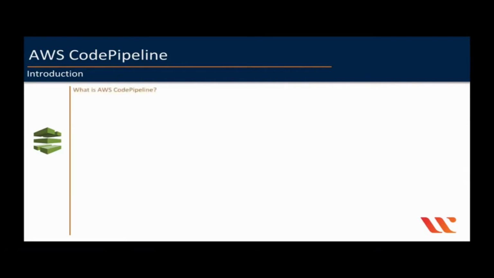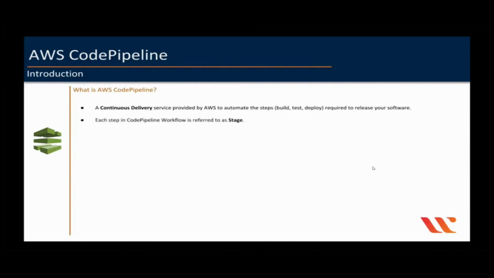AWS CodePipeline is a continuous delivery service provided by AWS to automate the steps such as build, test, and deploy required to release your software. We can build a workflow of different steps involved in continuous delivery or continuous deployment. Each step in a CodePipeline workflow is referred to as a stage. For example, build is a stage or deploy is a stage. These stages in the CodePipeline workflow get executed sequentially. So if one stage fails, CodePipeline will not transition to the next stage until the stage has been fixed and retried.